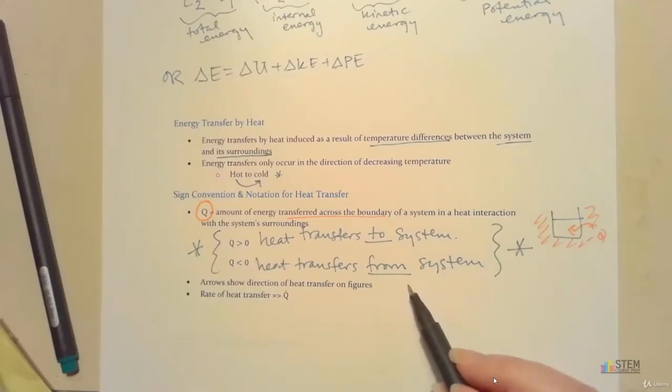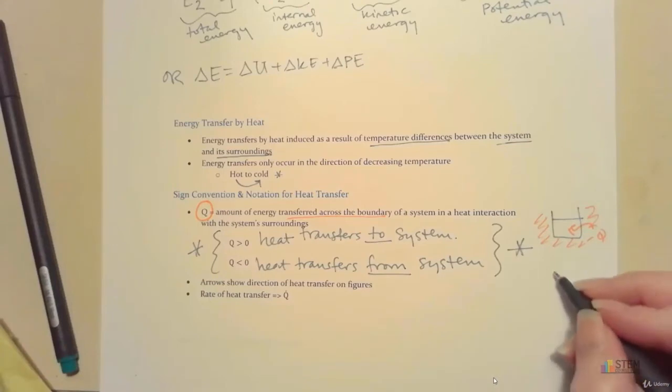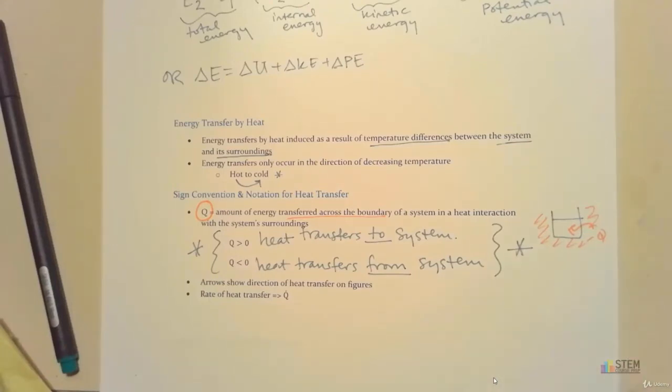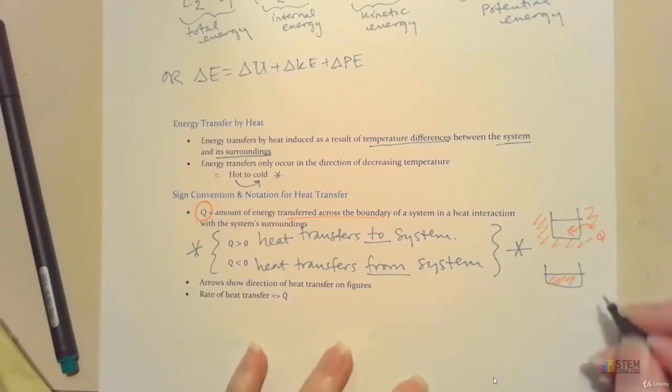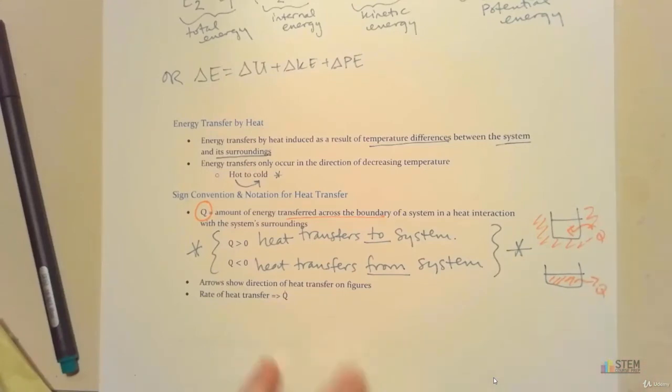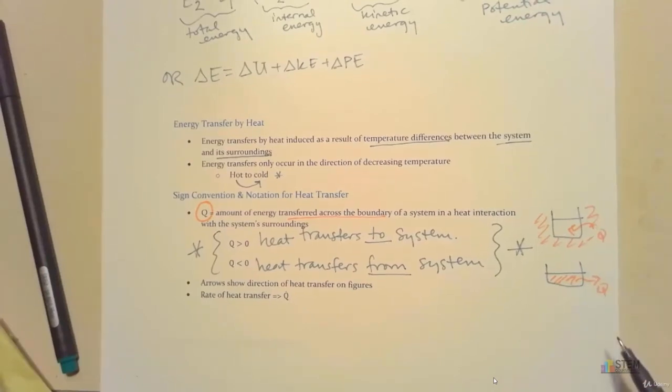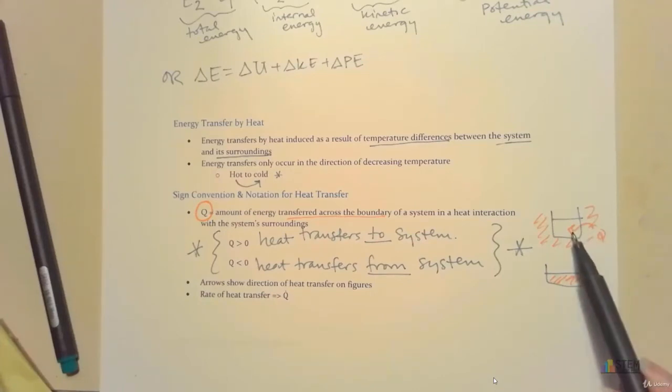Now, if heat is transferring from the system, in this case, we draw our little cylinder. The gas in here, for example, would be a lot hotter than the surroundings. So we're going to have a Q out. Okay, so these are arrows showing the direction of heat transfer on your figures. Sometimes you'll just have an arrow, and that's what it'll look like. If it's going into the system, that's a positive Q. If it's going out, negative Q.